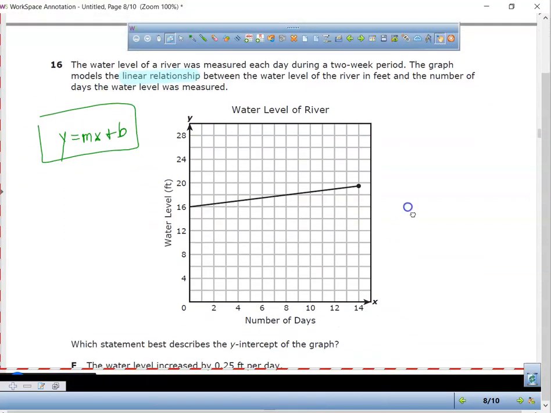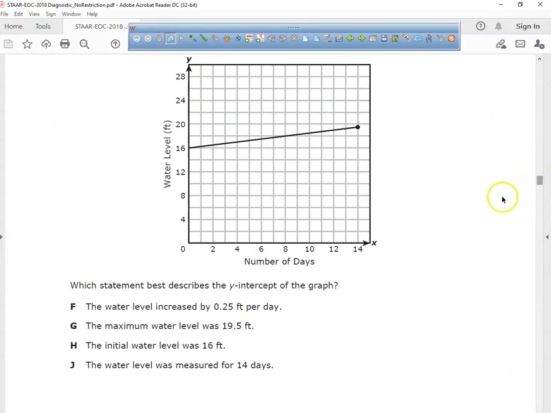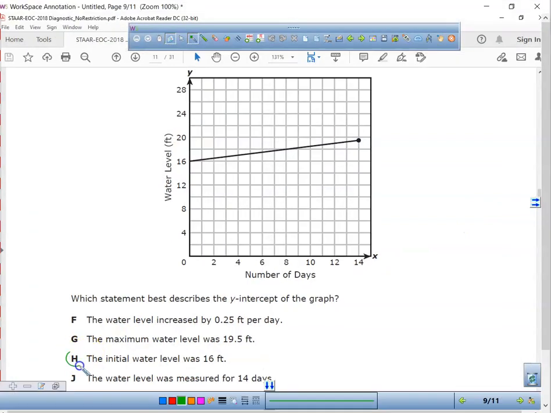So right now, let's take a look at this. Which statement best describes it? The only thing I want you to highlight or underline on this is the y-intercept. Just label it, that's the y-intercept. What does it say our y-intercept is? 16. So what does that mean? Our water level started at 16. The answer that talks about the water level being at 16: the initial water level was at 16. That's the answer.